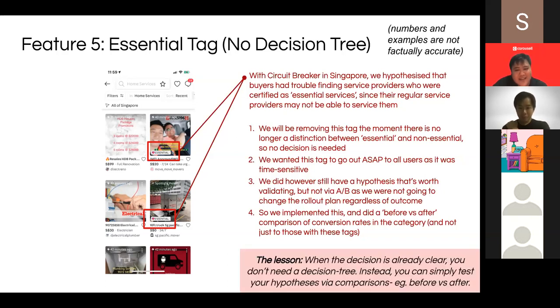So the lesson here is again, when the decision is already clear, you don't need a decision tree. And that doesn't preclude testing a hypothesis. You can still do comparisons. In this case, we did before versus after. But really, a decision tree is most useful when you actually need to make a decision. And here, we didn't have to make one.